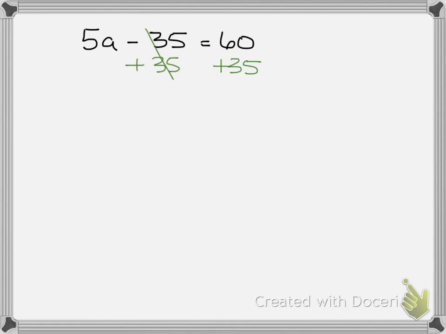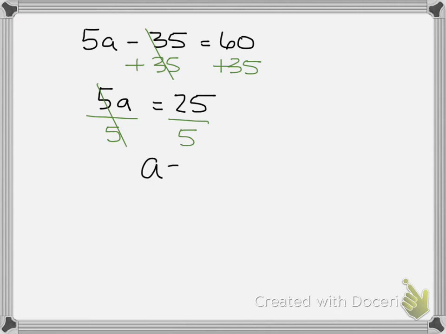Now what am I left with? I'm left with 5a is equal to 60 minus 35, which is going to give me 25. And I don't want to know what 5a's are. I want to know what 1a is. Since it's being multiplied, we divide by 5 on both sides. And we get a is equal to 5.